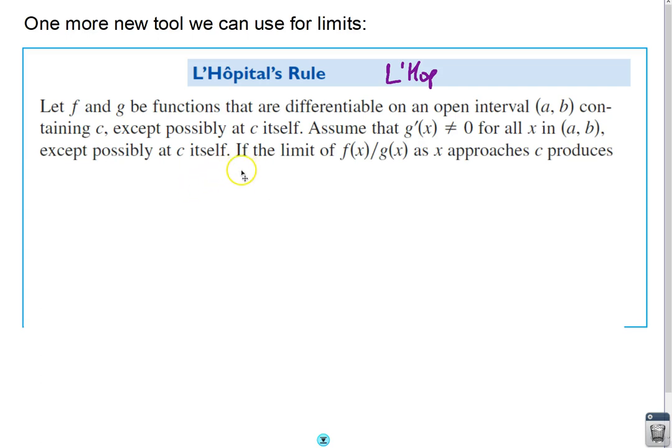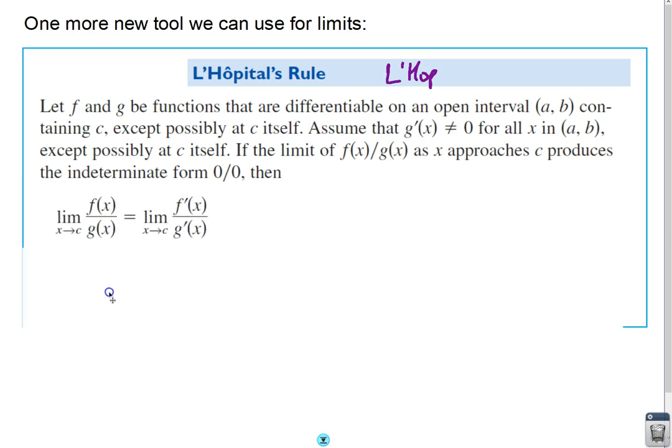So c is important. If the limit of f of x divided by g of x as x approaches c produces the indeterminate form of 0 over 0, then the limit as x approaches c of f of x over g of x is the same thing as the limit as x approaches c of f prime of x over g prime of x. So if I can't take the limit as is, that means I can take the derivative of the top and the derivative of the bottom and then take the limit.